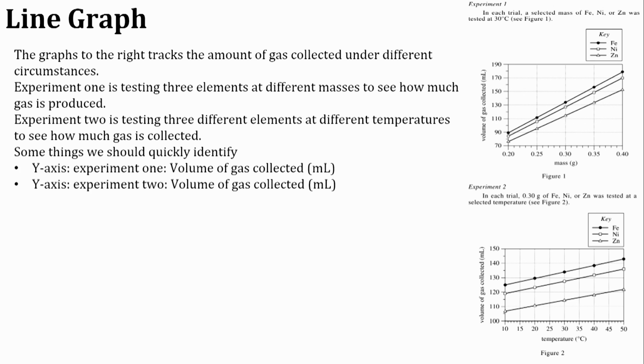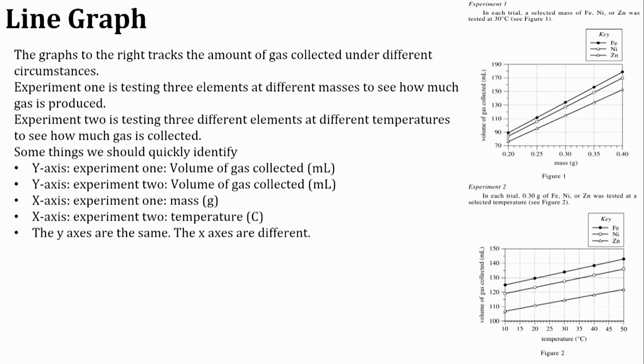Okay, so let's look at the y-axis on both of these experiments. The y-axis for experiment 1 is volume of gas collected in milliliters. The y-axis for experiment 2 is also volume of gas collected in milliliters. So that means that the y-axis on both of these is the same. Let's look at the x-axis for experiment 1. This is talking about mass, and the units that we're using here is grams. On experiment 2, the x-axis is temperature.